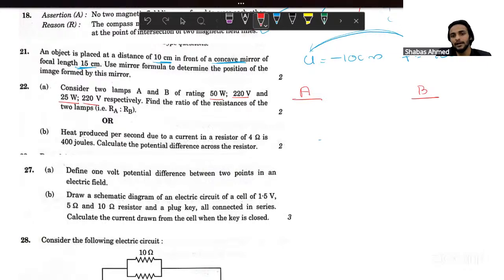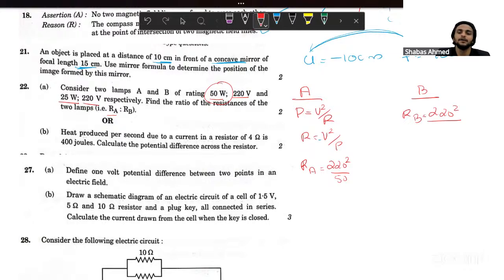For the wire A, I know the equation for power. Power in terms of resistance and the voltage, that is V square upon R. Or I can say R equal to V square upon P. Substituting the values here, the resistance of A will be equal to the voltage, 220 square, divided by its power, 50 watt. And for the resistance of B, it is 220 square divided by the power, which is 25 watt.